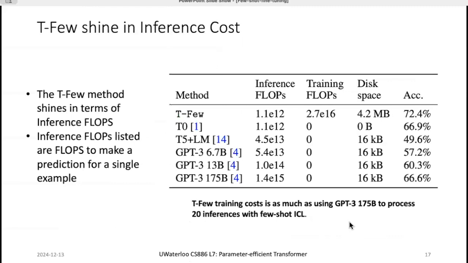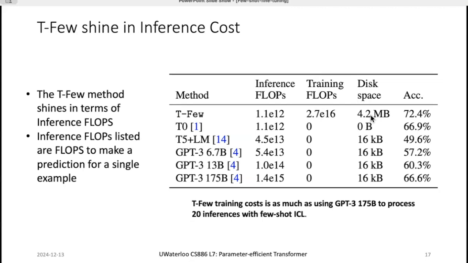Okay, and then they discuss the inference compute and training compute measured in FLOPs. This is again comparing to the inference one. Of course, T-Few will be the cheapest. It will have exactly the same cost as T0 for inference. For training, it has this additional training, so this is the estimated training cost.